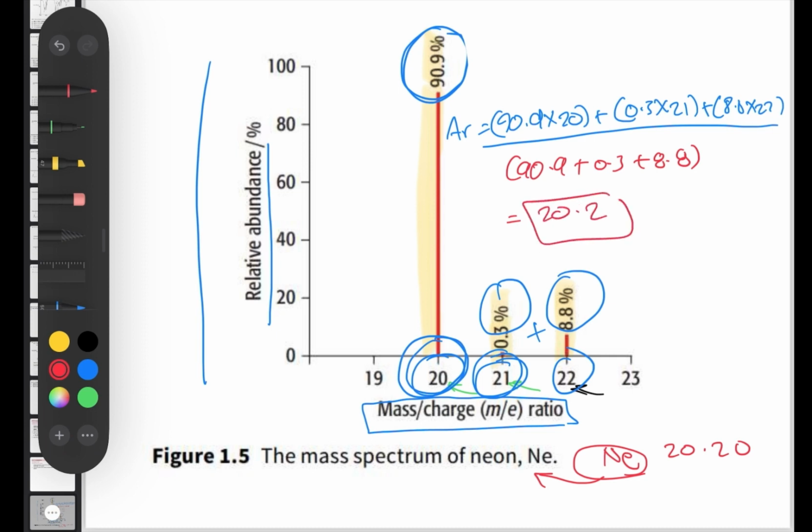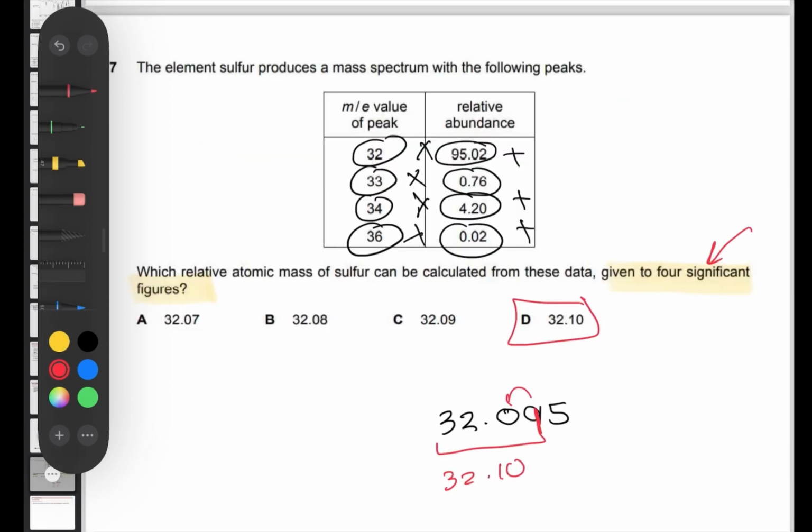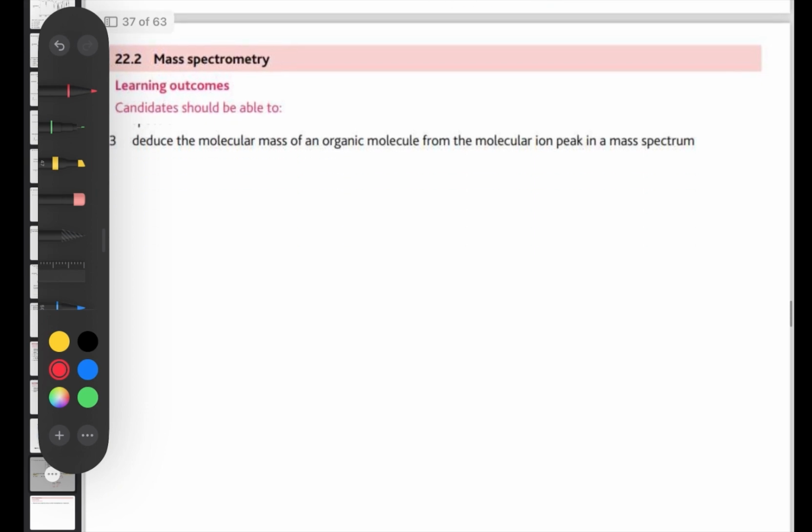And this number is actually represented in the periodic table for neon, Ne. You can say that this is the average mass of the isotopes of neon. So this is the answer at that point. So let's go to another one.